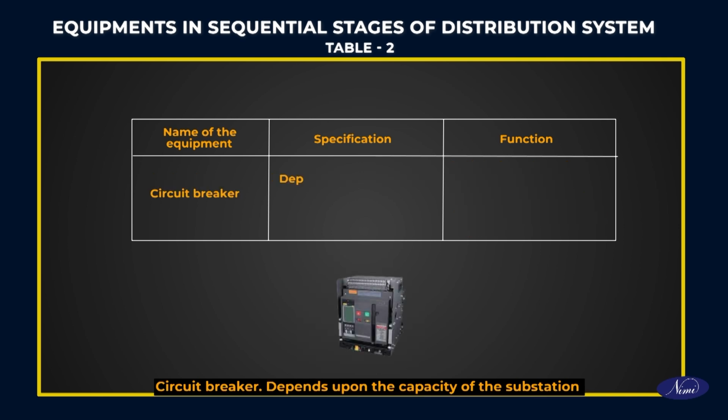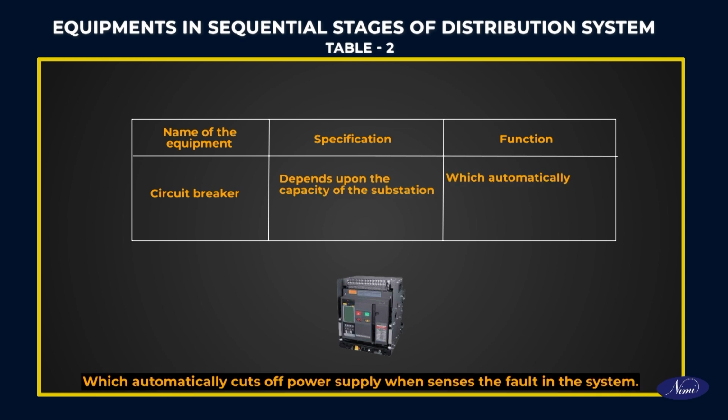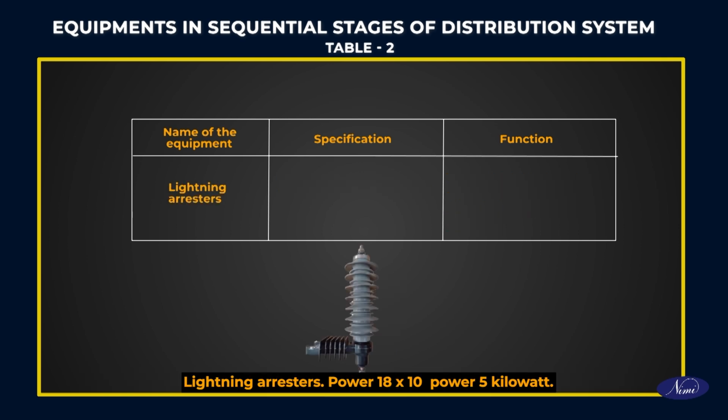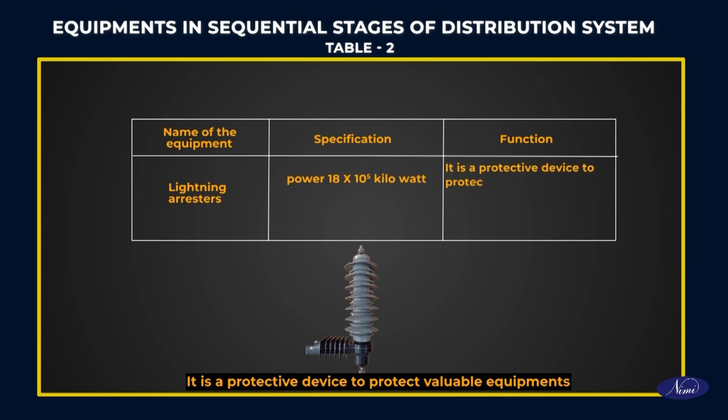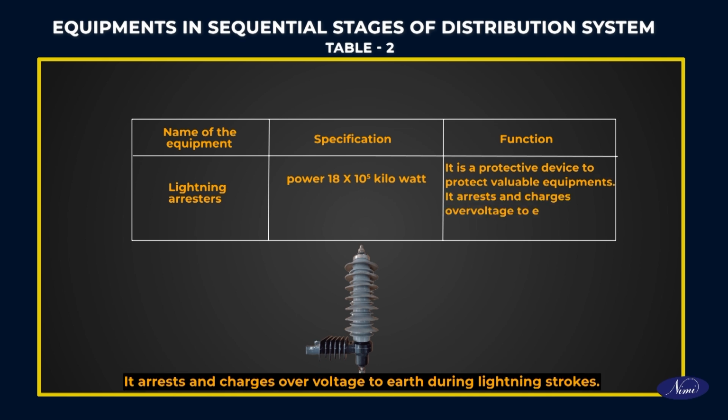Circuit breaker depends upon the capacity of the substation, which automatically cuts off power supply when it senses a fault in the system. Lightning arresters, 18 into 10 power 5 kilowatt. It is a protective device to protect valuable equipments. It discharges over voltage to earth during lightning strokes.